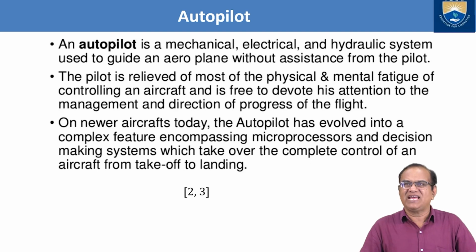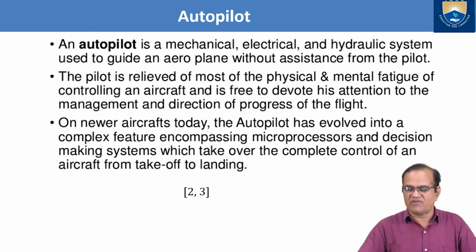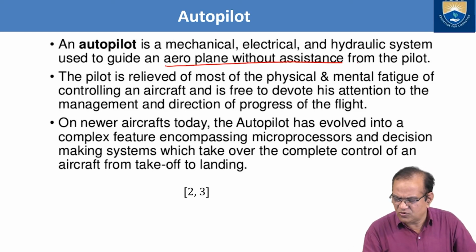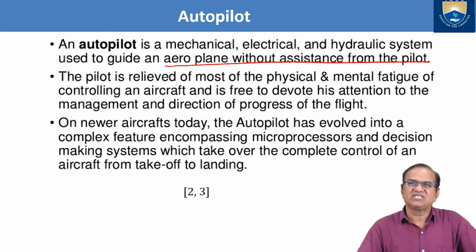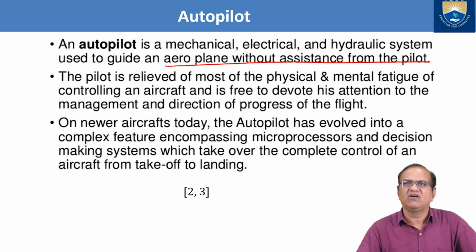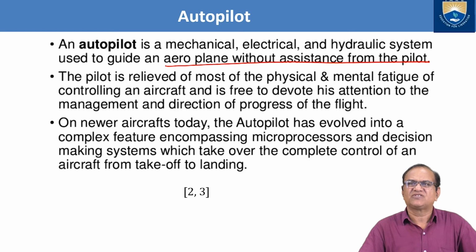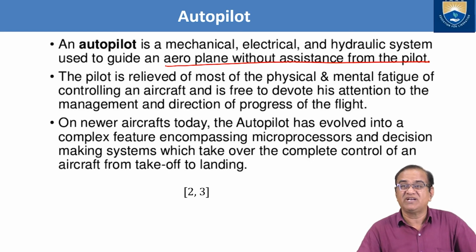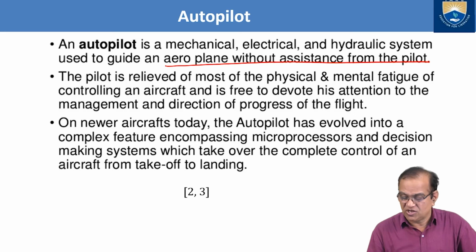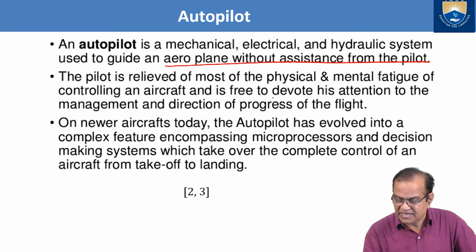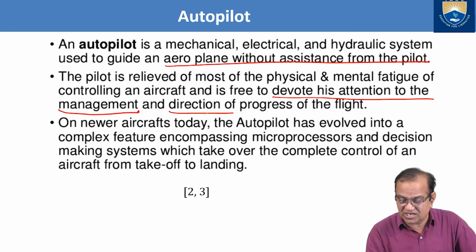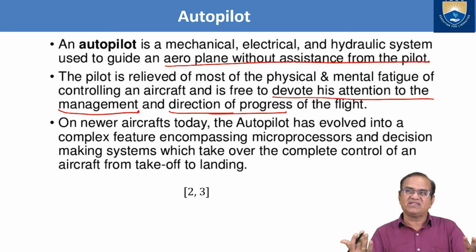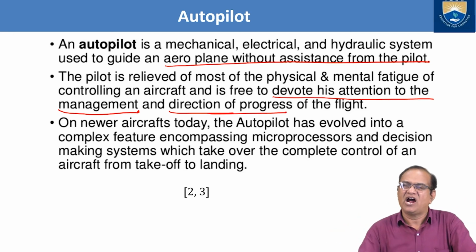So an autopilot is a mechanical, electrical and hydraulic system used to guide an aeroplane without assistance from the pilot. So autopilot will do everything by taking some feedback from the aircraft. The pilot is relieved for most of the physical mental fatigue of controlling an aircraft and is free to devote his attention to the management and direction of progress of the flight. So it is making sure that pilot is only keeping management and the direction of progress he is monitoring. Every other activities are taken over by the autopilot.